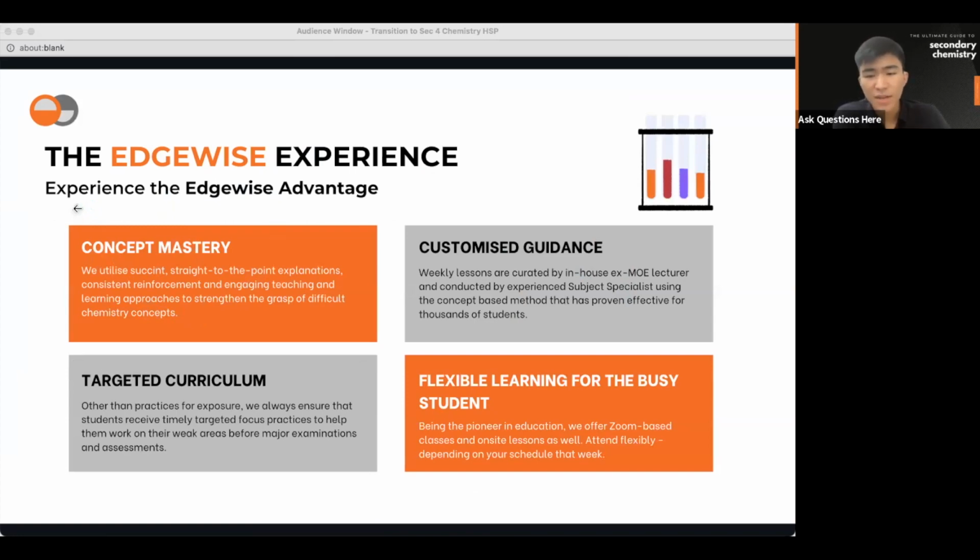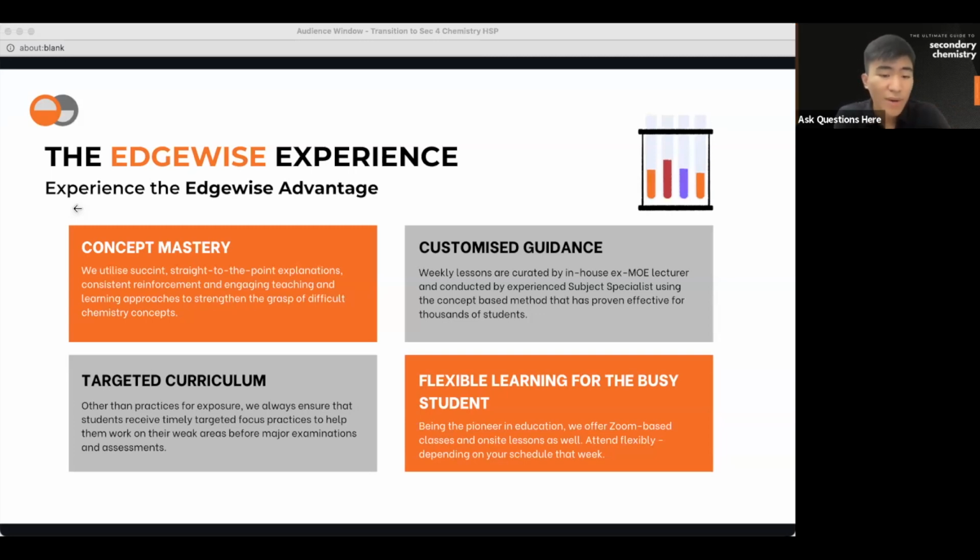So for concept mastery, we explain very straight to the point. You realize that in our lessons, especially today, we always try to enlighten you with a certain concept using a certain idea. We have customized guidance as well. Our weekly lessons are all curated by ex-MOE teachers and conducted by our full-time subject specialists using the concept-based method that has worked for many, many batches of students.